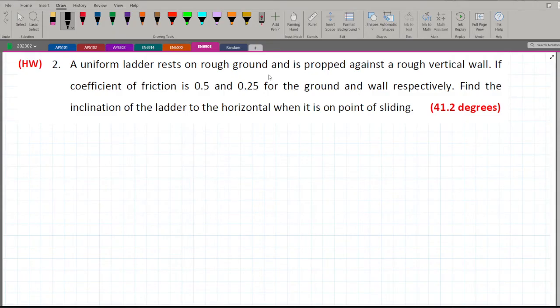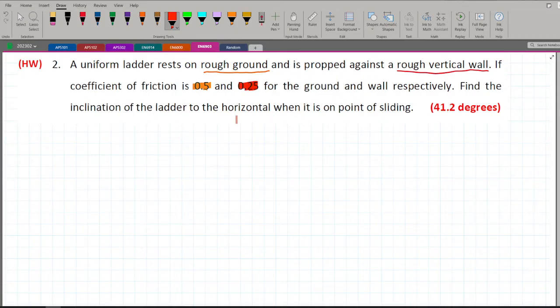A uniform ladder rests on a rough ground. When we read a rough ground, that means we have a coefficient of friction on the ground, and it is propped against a rough vertical wall. Again, same idea. That means we're going to have a coefficient of friction with the wall. If the coefficient of friction is 0.5 and 0.25 for the ground and the wall respectively, this means that this is for the ground and this coefficient of friction is for the wall. All right, so it means it's in order.